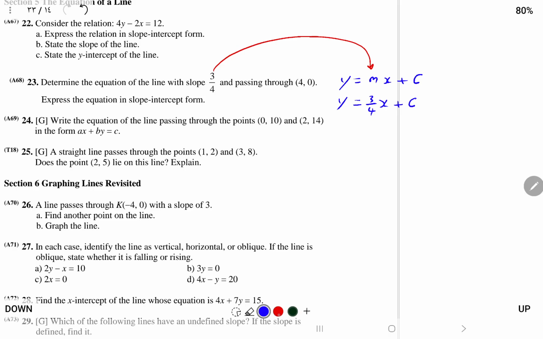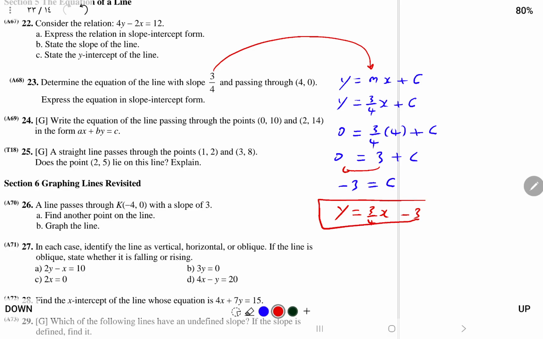Second step, I want to calculate c. I will take this point and replace it in the equation to calculate c. So 0 is equal to 3/4 times 4 plus c. 0 is equal to 3 plus c. Now take 3 to the left side. Minus 3 equals c. Now you got the equation of the straight line. You can write it finally: y equals 3/4 x minus 3.